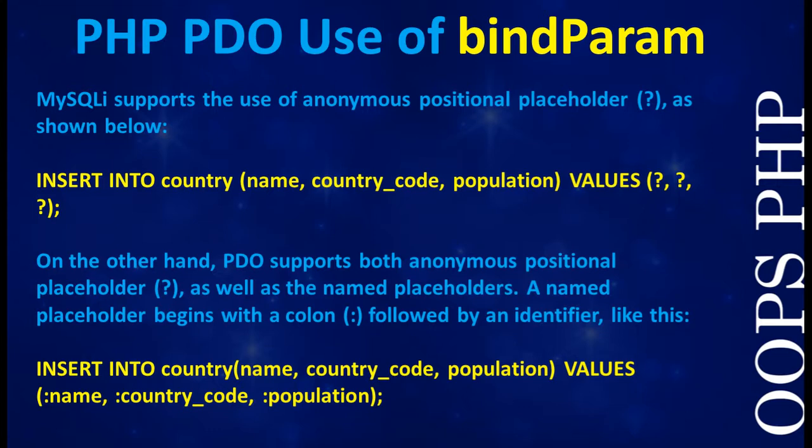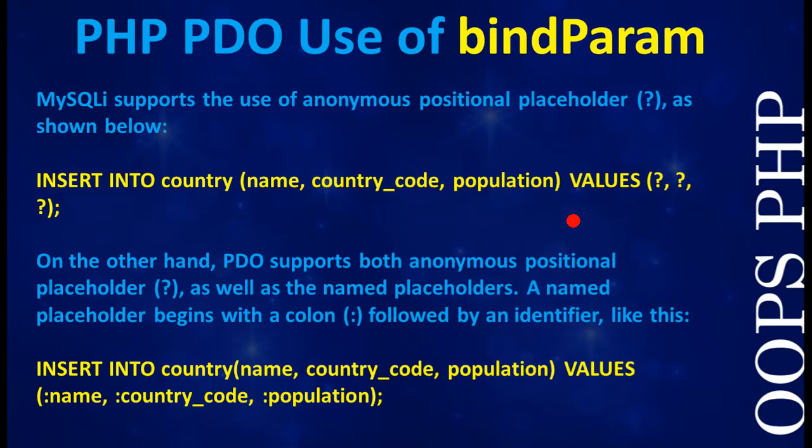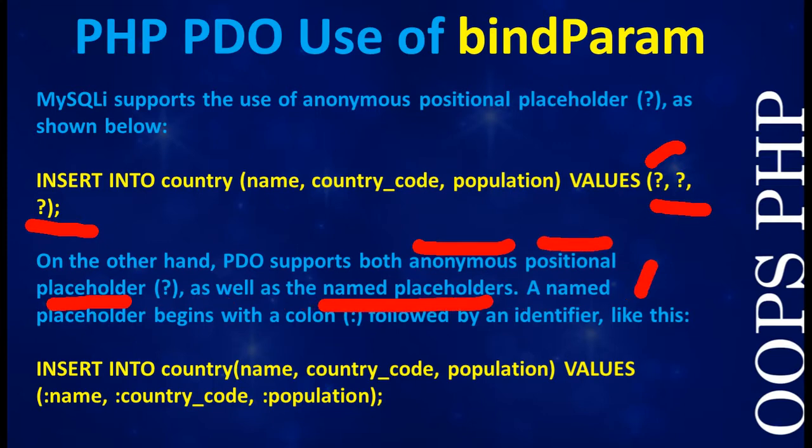Before that, let us understand one thing: MySQLi supports the use of the anonymous positional placeholder, the question mark, as shown below. This can be used in MySQLi also without using PDO. This is an anonymous placeholder. On the other hand, PDO supports both anonymous positional placeholders as well as named placeholders. A named placeholder begins with a colon followed by an identifier, like this.